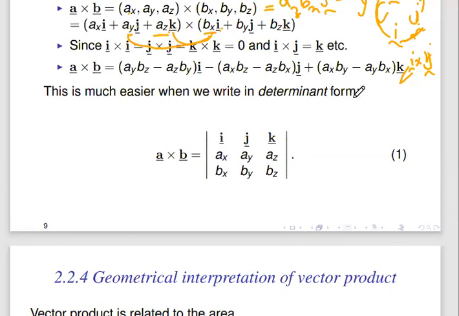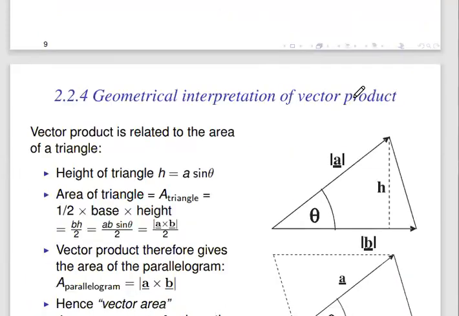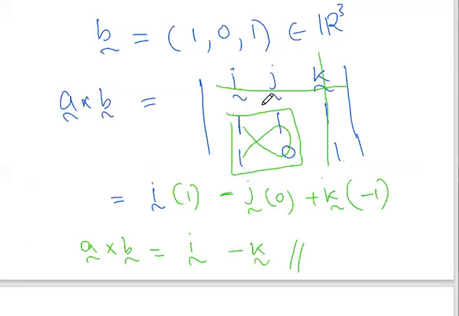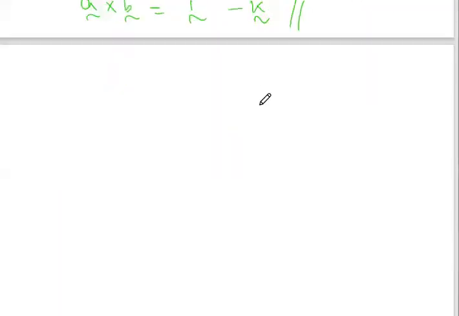All right, so let's move on. This is one application. You can find the area.